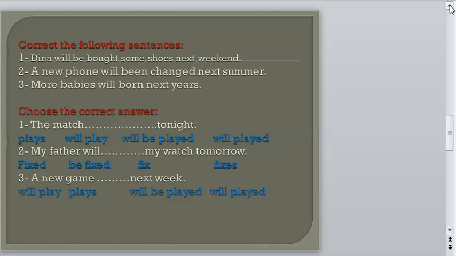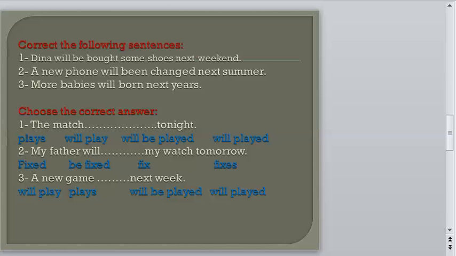Sentences number 2 and 3 are your assignment. Choose the first one: the match tonight. The answer is will be played. Why is it like this? Because it's passive. How do you know that this is passive? Because we don't have the subject, because the match itself cannot play. This is the object, so this is passive. We don't know who will play the match. Thank you so much. As we said, number 2 and 3 will be assignment.